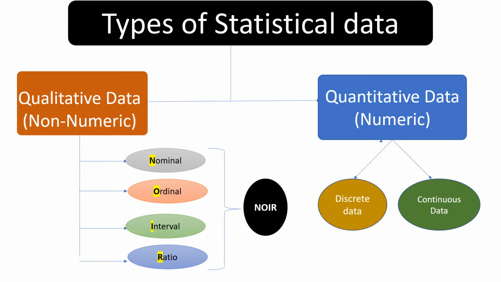And these are coined into a French word, noir, which means black. And that is why the background is colored black, en français. So we have the quantitative data, which is also numeric data. A numeric data can either be discrete or continuous. So in our next slide, we shall explain in details what each of these entails.